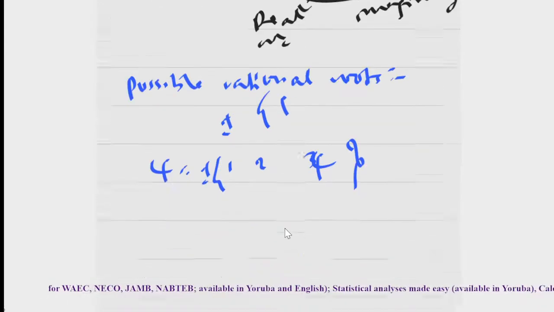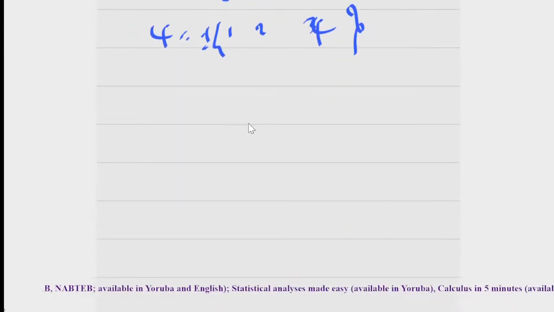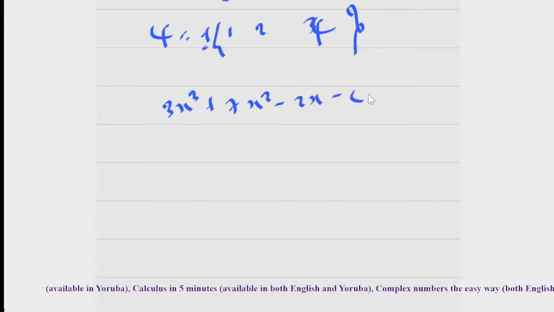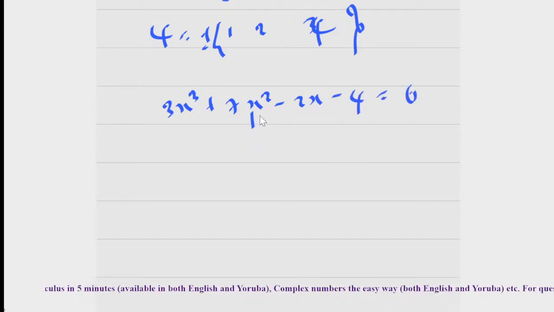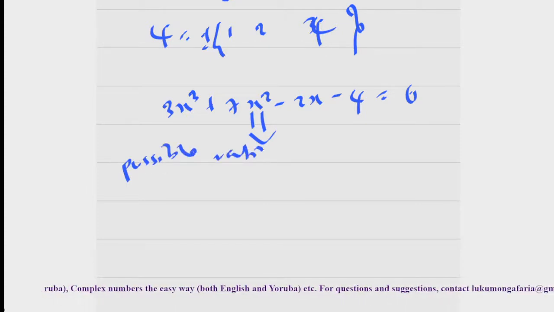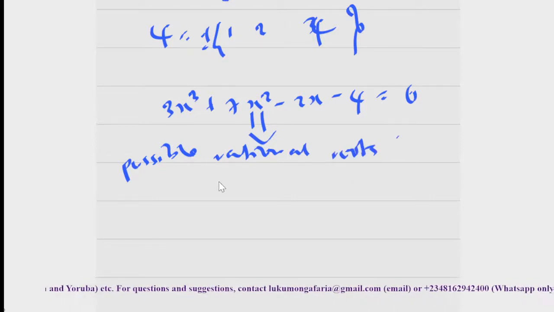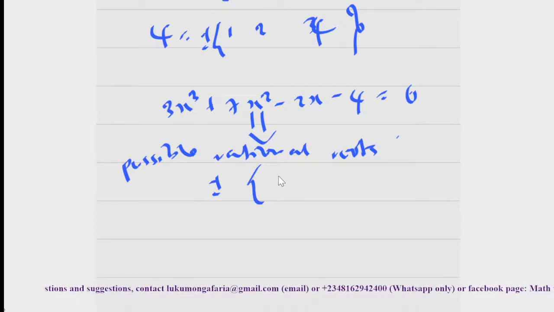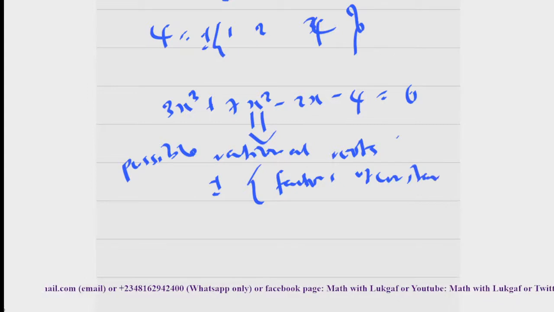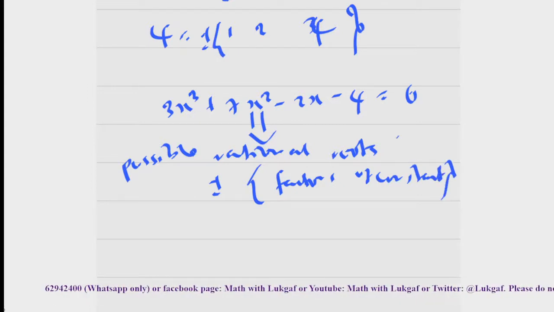Let me just delete this. Let's say, let me write this guy again. Maybe you have 3s raised to power 3 plus 7s squared minus 2s minus 4 is equal to 0. So then the possible rational roots of this polynomial are nothing but plus or minus the factors of the constant, that is, the factors of this guy, which is a constant.